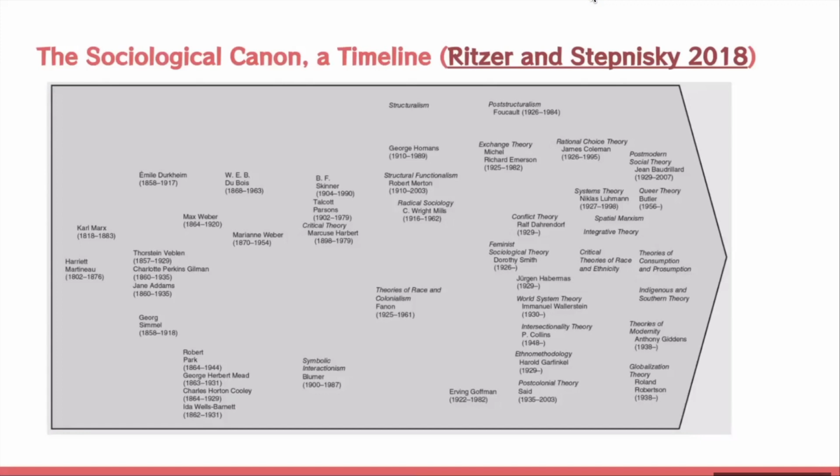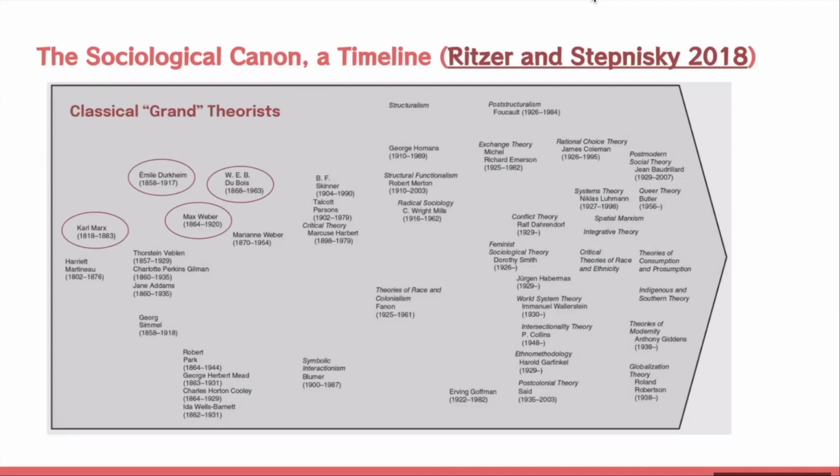I really like this figure from Ritzer and Stepnitzky's Contemporary Sociological Theory and Its Classical Roots, 5th edition, because it gives a really good overview of a lot of the canon over time. So here we can see it's much more than just 3 or 4 theorists, and that it expands much further beyond the early 1900s.